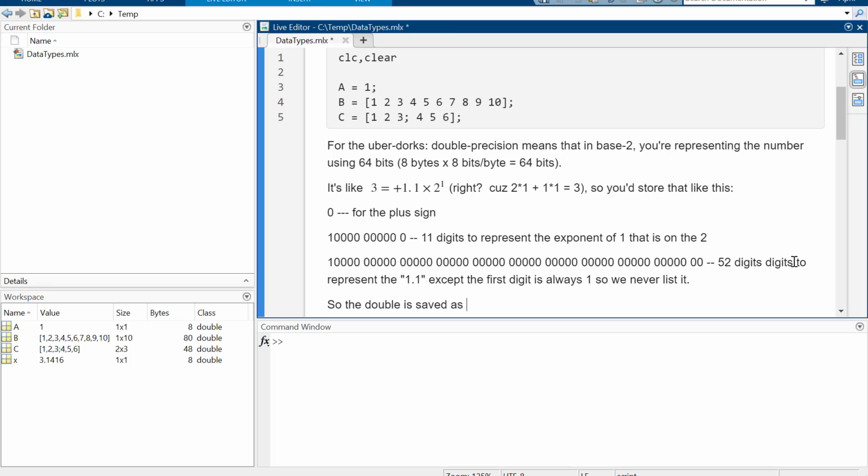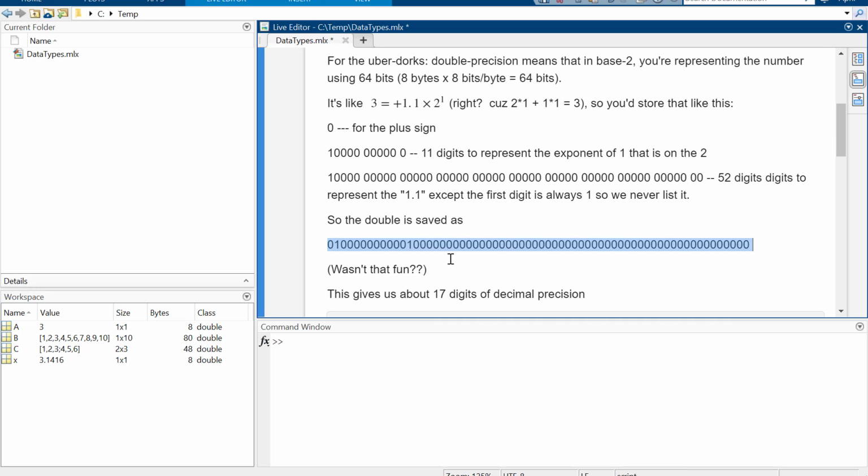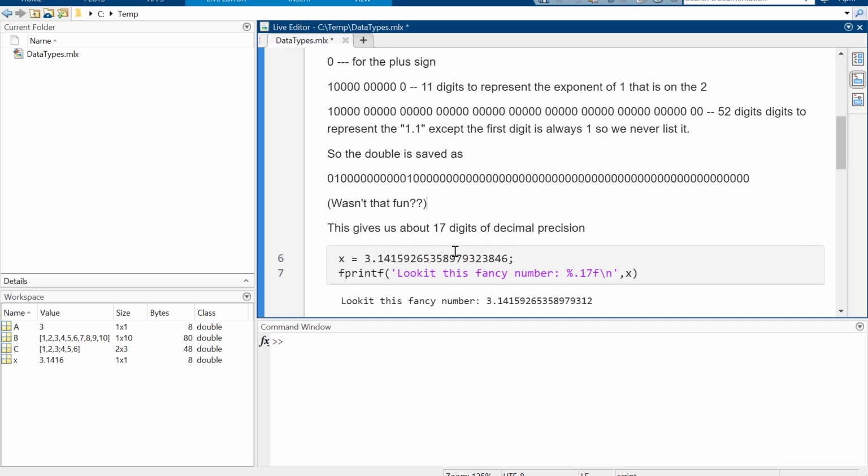All right, so anyway, the double, this is what the number 3 looks like. If I was going to write A equals 3, this is what MATLAB has somewhere in its little memory. Isn't that beautiful? It's great. Okay, so that's a lot of information. It does, however, give us about 17 digits of decimal precision. So like I was saying, it's keeping a lot of information in there.